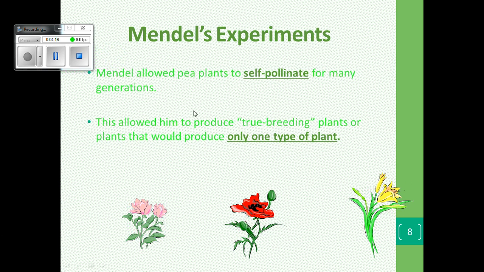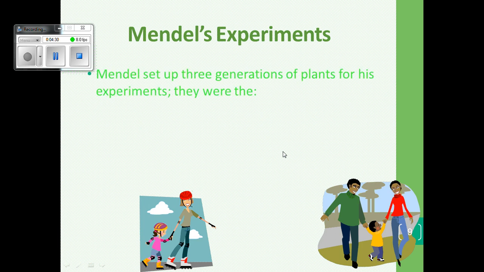So Mendel was working with pea plants, and he allowed the plants to self-pollinate for many generations. That allowed him to produce true-breeding plants, or plants that would only produce one type of plant. And he set up 3 generations of plants.